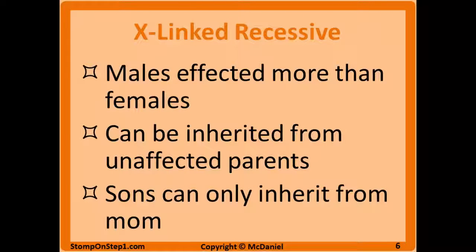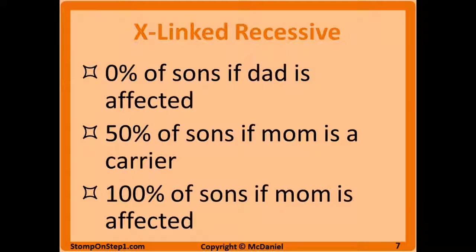And something that's a little trickier to see on pedigrees is that sons can only inherit it from their mother. A son can't get an X-linked recessive disease from their dad, because to be a boy, the son has to inherit the Y chromosome from the dad. So a father can pass on an affected X to a daughter, but not to a son. So 0% of sons are going to be affected if the dad is affected. 50% of the sons are going to be affected if the mom is a carrier, and 100% of sons will be affected if the mom is affected herself.